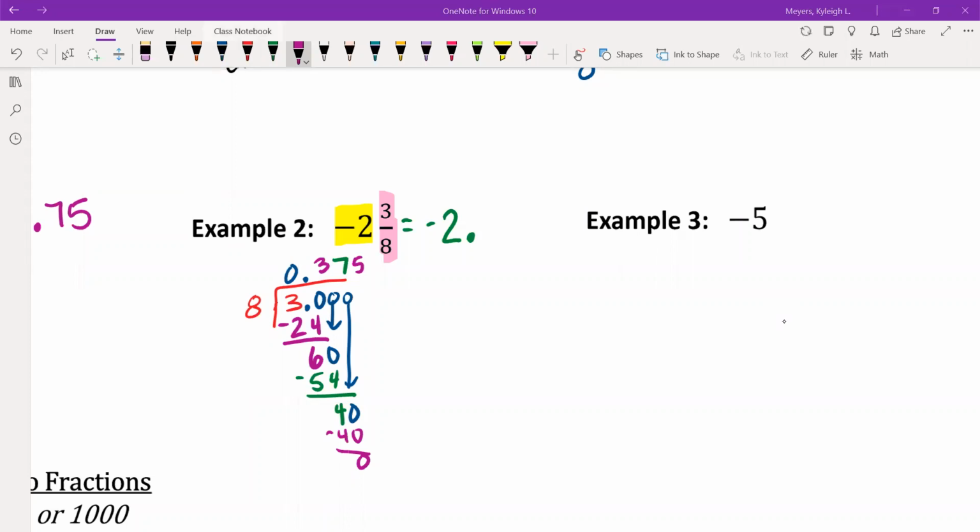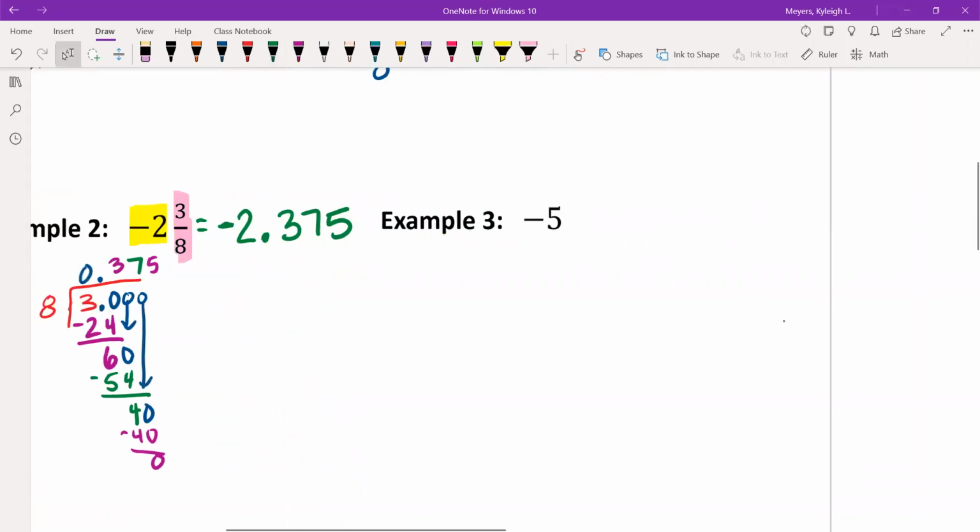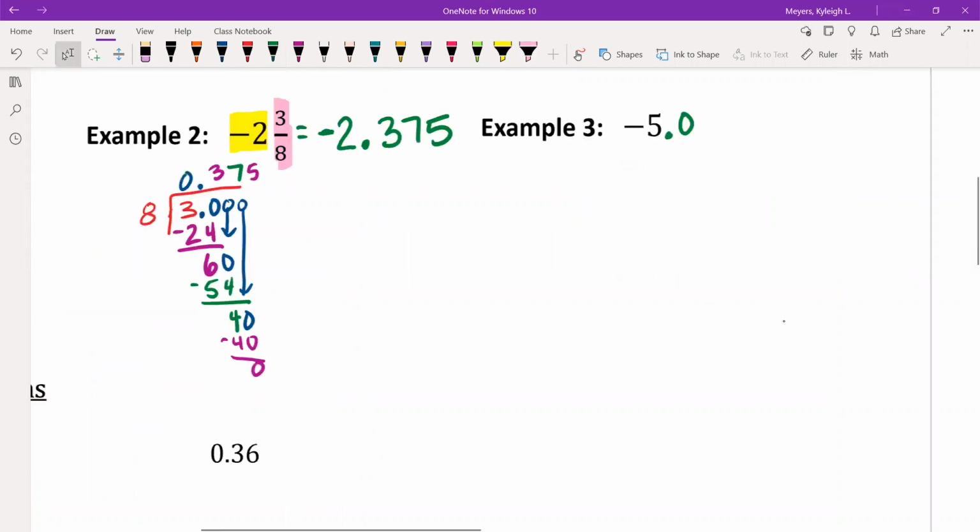So now we add that 0.375 to the end of our whole number that we had. Okay, so that's the only difference. The other thing you could do is make it improper and then divide that way. So either way, but I find that to be faster. If we have just a whole number, it's just going to be 0.0 at the end.